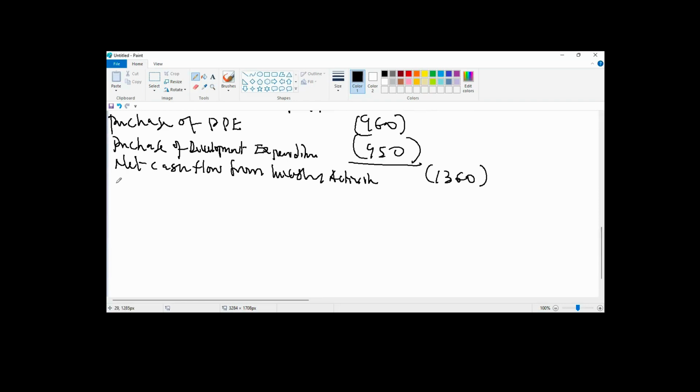Financing activities. Don't forget, financing activities are just 6: share capital, share premium, borrowing, dividends paid, finance costs, and the lease payments. Those are the 6 items under finance. I'll go and look at the share.